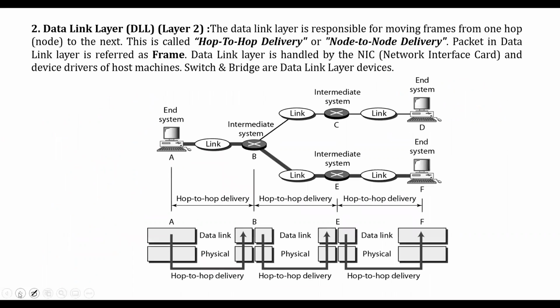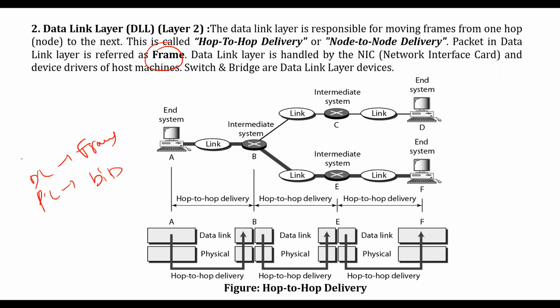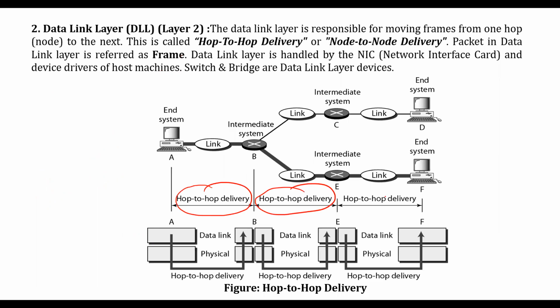So the main responsibility of the data link layer, we call it a frame here. In the physical layer, the data is in the form of bits. In the data link layer, the data is in the form of frames. In the network layer, it is a packet. And in the transport layer, we can say TPDU, protocol data unit, or sometimes we call it a message also, the entire message. See here. So the data link layer does hop to hop delivery. Right?